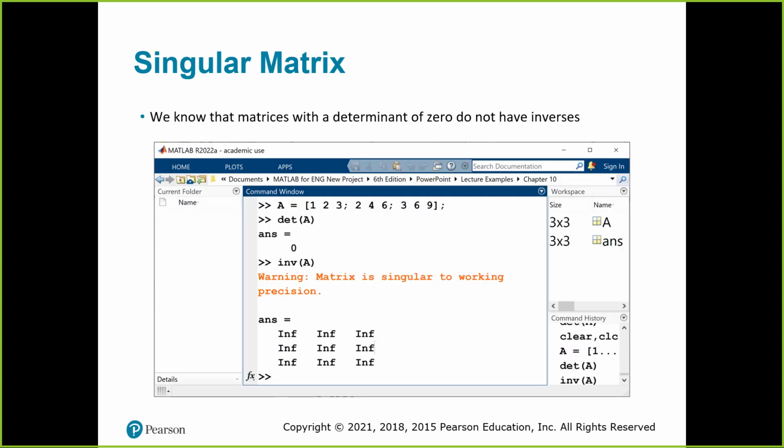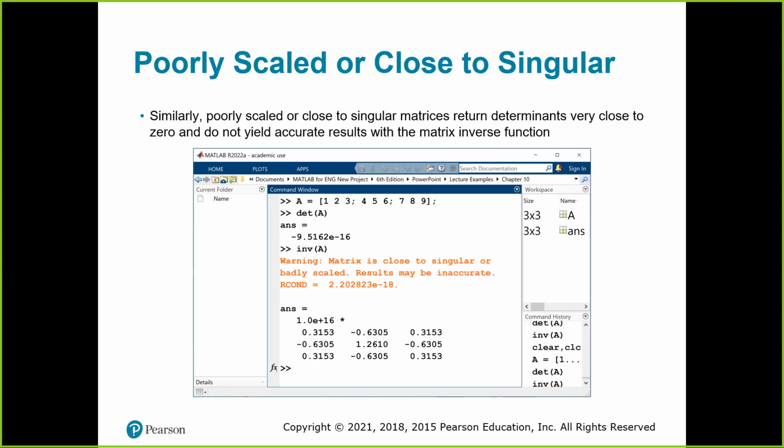Oh, determinants. Okay, so we know matrices with determinant 0 do not have inverses, and therefore there's no solution when you're doing a system of linear equations. However, it is possible for poorly scaled or close-to-singular matrices to return determinants that are very close to 0, and it'll still give you somewhat of an inverse, but look how small those numbers are. That's times 10 to the 16th. Or large, actually.